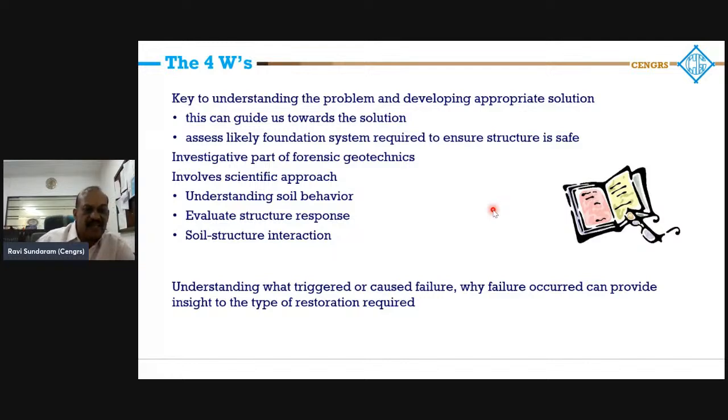Assess the likely foundation system that is required to ensure that the structure is safe. It is the investigative part of geotechnics, forensic geotechnics. So it involves a scientific approach. It requires understanding of the soil behavior, evaluate the structure response, and you have to do a soil structure interaction. Because understanding what triggered or caused failure, why failure occurred, can provide an insight to the type of restoration that will be required.